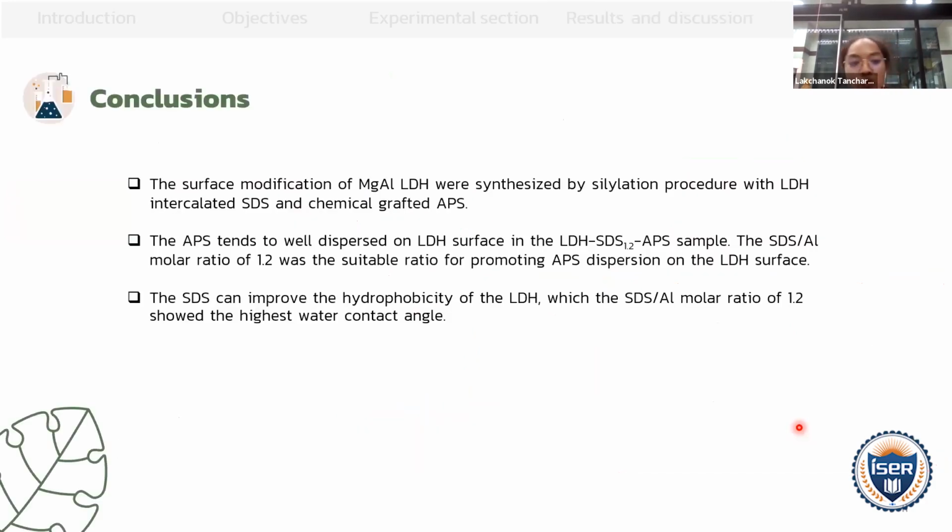And the last part is conclusion. First, the surface modification of magnesium aluminum LDH was achieved by a silylation procedure, with LDH incorporated with SDS and coupling agent APS. Second, the SDS per aluminum molar ratio of 1.2 was the suitable ratio for promoting APS dispersion on the LDH surface. And the last is that SDS can improve the hydrophobicity of the LDH, with the SDS per aluminum molar ratio of 1.2 showing the highest water contact angle.